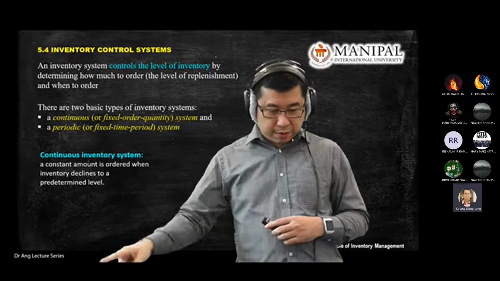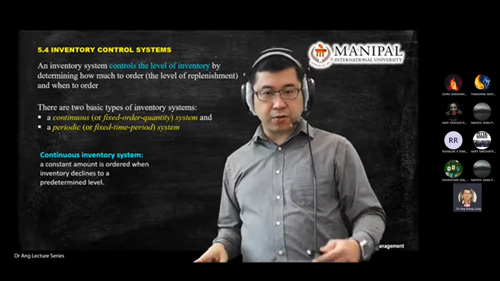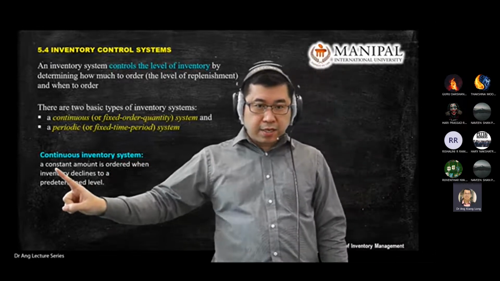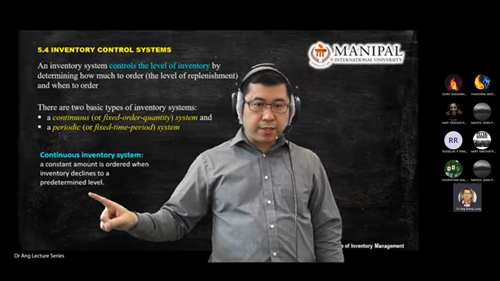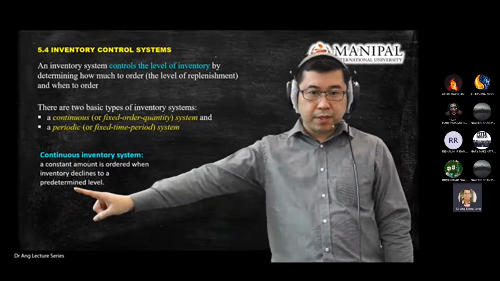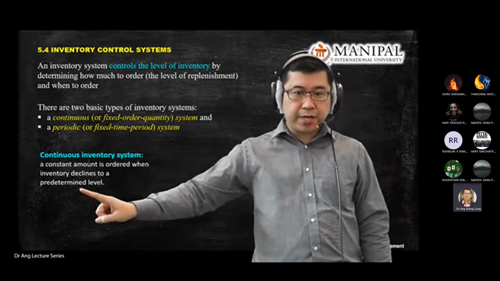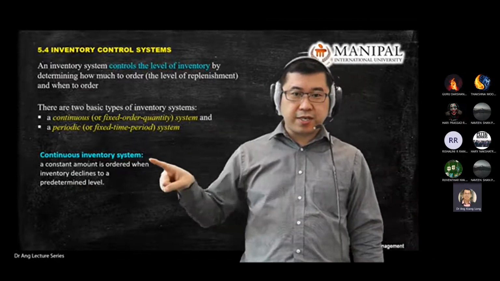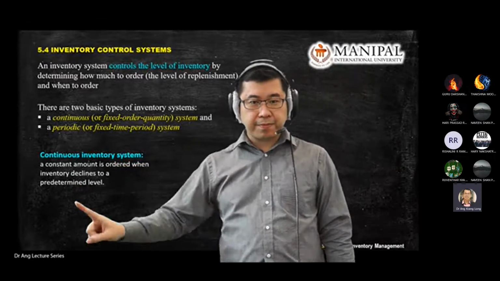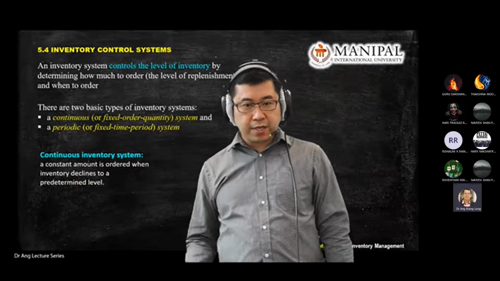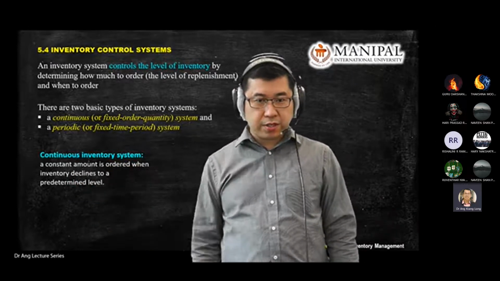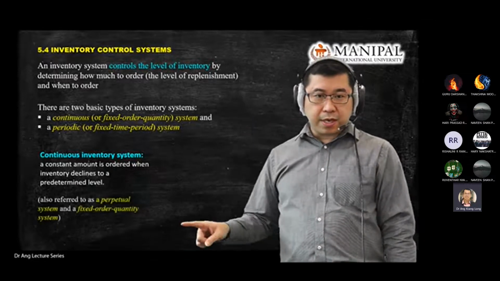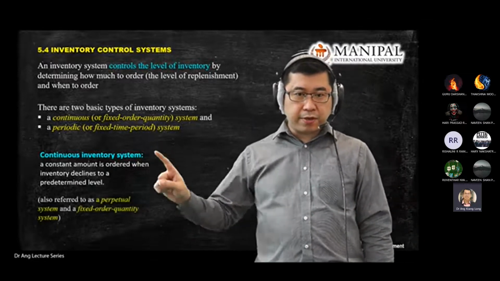Definition, textbook definition that you need to fill in your tutorial handouts. Continuous inventory is focusing on amount. When a predetermined level is reached, the system triggers an order for the item. A constant amount of order happens when it reaches a predetermined amount, level. Okay. So this one is already done.